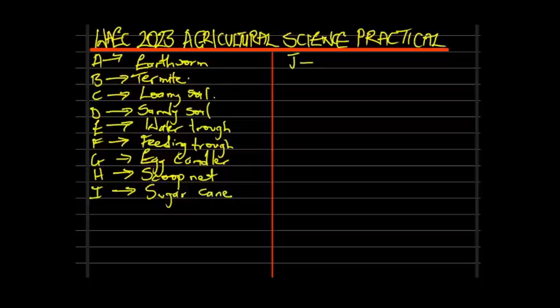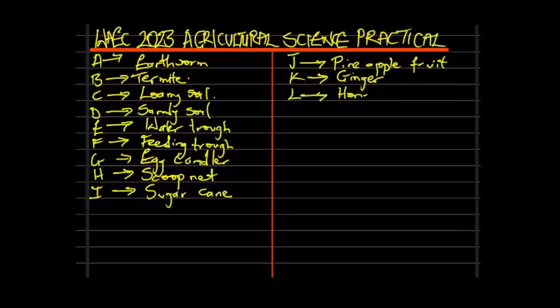And then we have specimen J to be the pineapple fruit. And then specimen K is ginger. We have specimen L to be honey. Then we have specimen M to be sawdust. Specimen N is wood shavings.